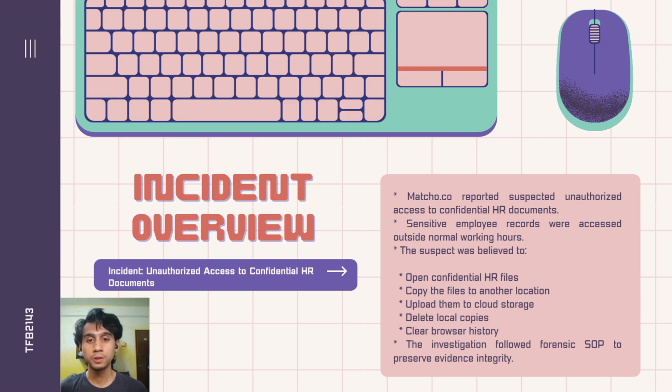To address this, our team followed strict forensic standard operating procedures, our SOP, to ensure complete evidence integrity throughout the investigation.